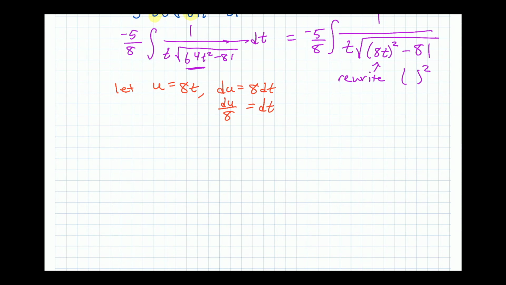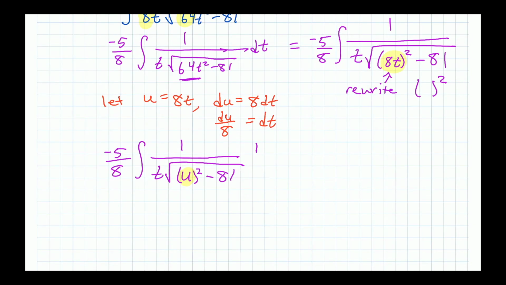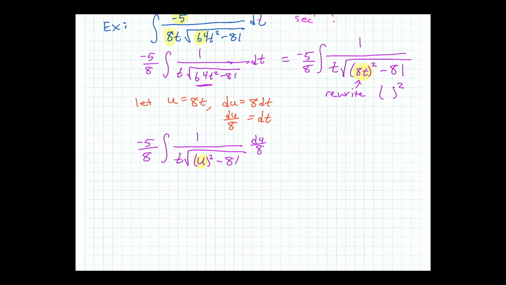So we substitute that into our integral. We are going to have negative 5 over 8 integral 1 over t square root. 8t squared is u squared, right? We've got our 8t squared is u squared minus 81. We don't care about the 81. The 81's fine. And then our dt is du divided by 8. Okay. So that's what we wanted.